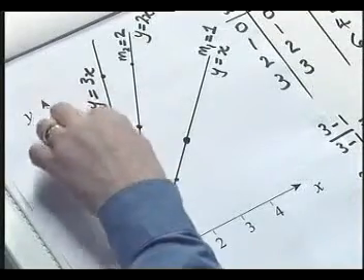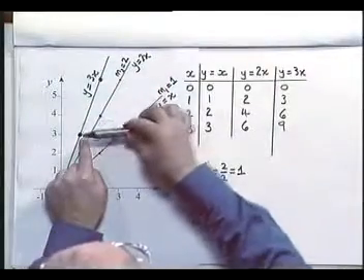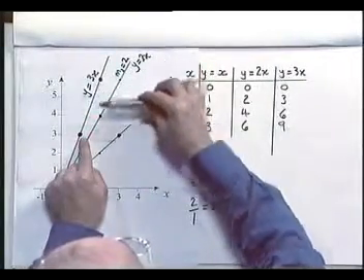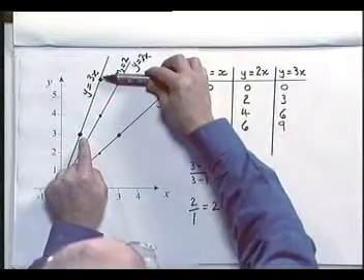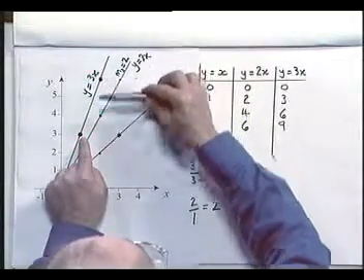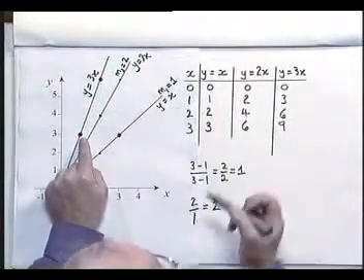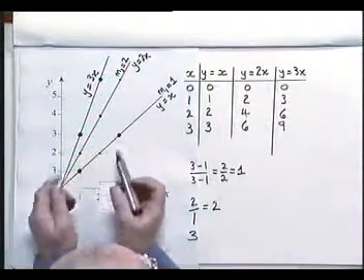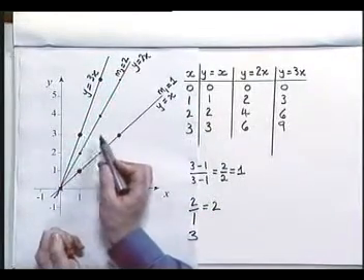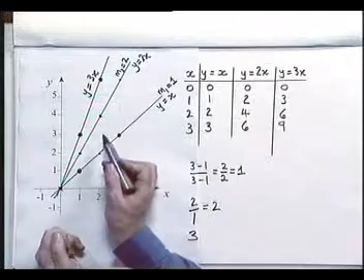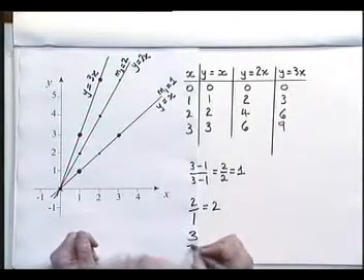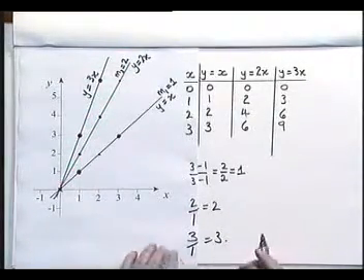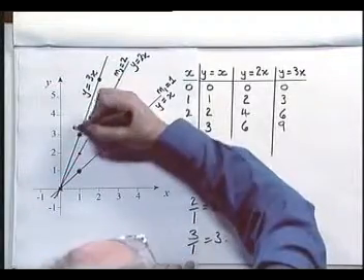Let's just get the gradient of this line. Well, the gradient of this line, again, let's take 2 points on it. The change in y going from this point to this point: y is changing from 3 up to 6, so the change in y is 6 subtract 3, or 3. And the change in x: x is changing from 1 to 2. So the change in x is 2 minus 1, which is just 1. So the gradient this time is 3. So let's label that m3.